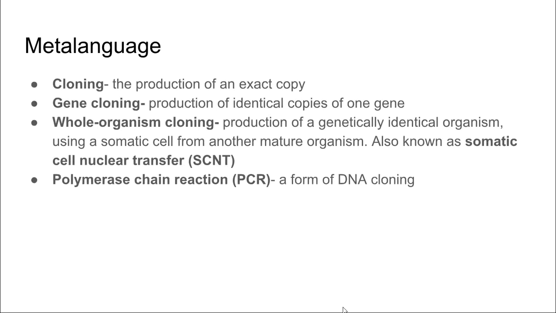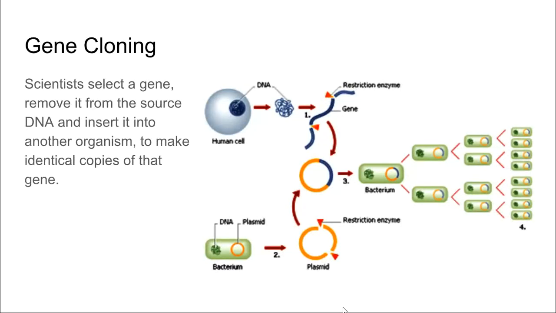So cloning is the production of an exact copy, and we can do this either with one gene or the whole organism. A process we're going to look at in this video is polymerase chain reaction, and further on I'll refer to this as PCR, and this is a form of DNA cloning. Gene cloning is where we select a gene, remove it from its source DNA, and then insert it into another organism to make identical copies of that gene. Kind of like the process we have done in our depth study this term.